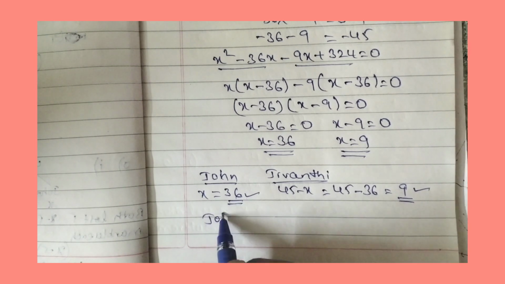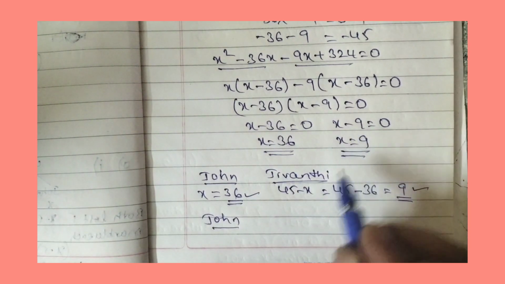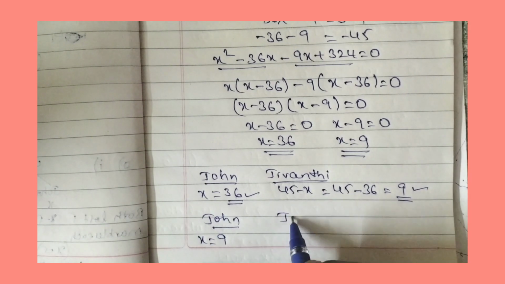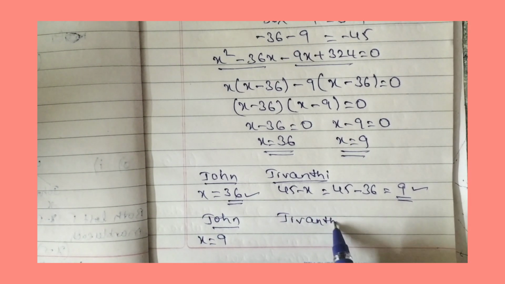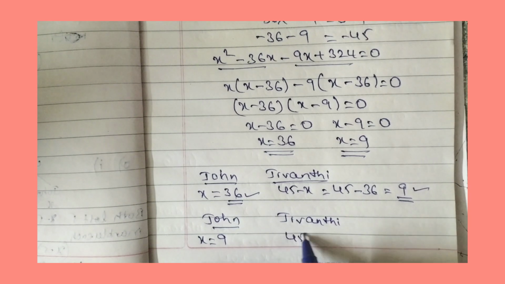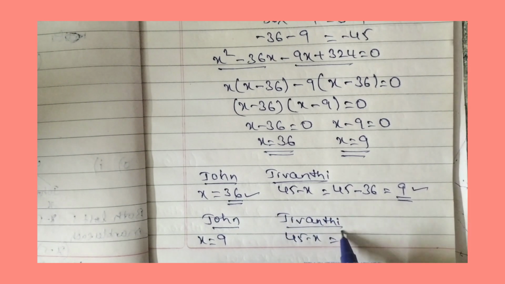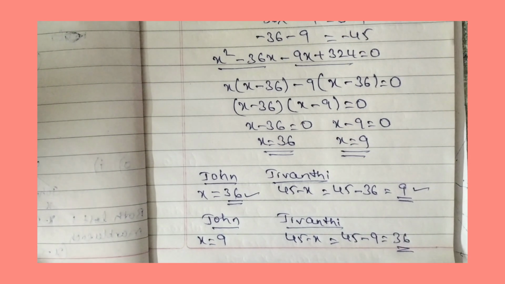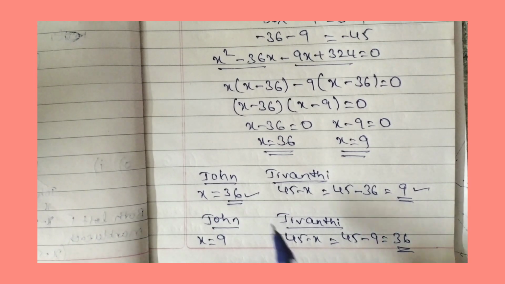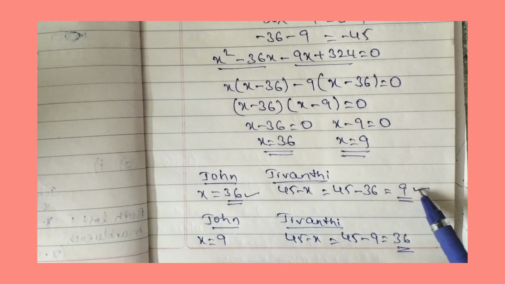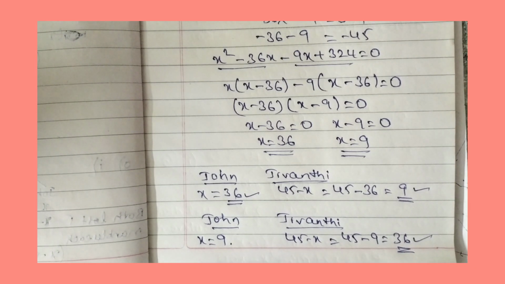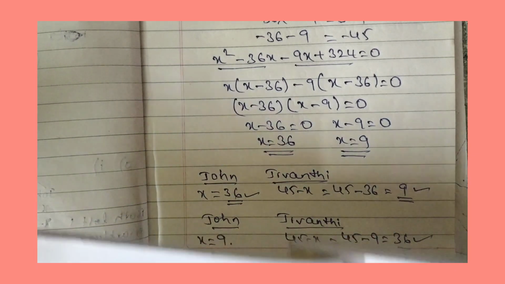Then suppose if John has how many number of marbles? 9. X is equal to 9. Then Jivanti will have 45 minus x is equal to 45 minus 9, which is equal to 36. Therefore, Jivanti will have 36. If John has 36 marbles, Jivanti has 9. If John has 9, then Jivanti has 36. Like this, we have to find out the number of marbles with John and Jivanti.